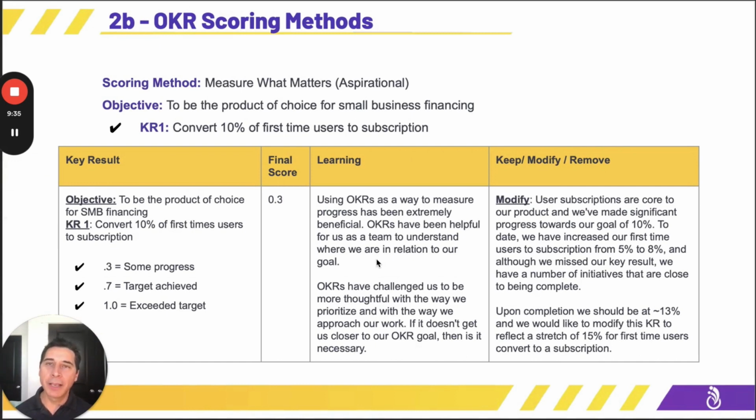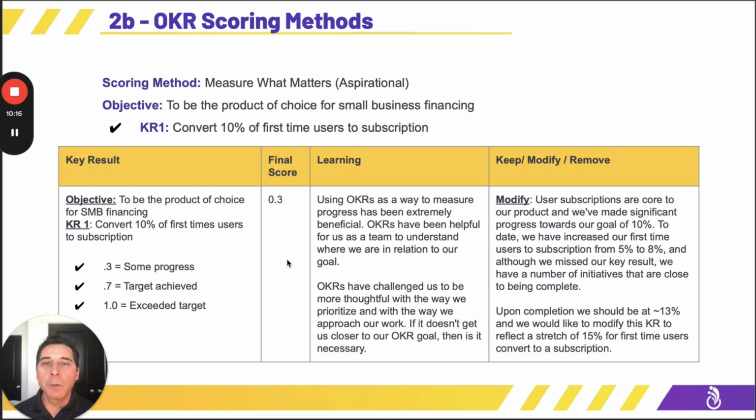Okay, and here we have an example of the Measure What Matters method using the aspirational approach, okay? So here we've got the same use cases before when we looked at radical focus, right? So to be the product of choice for small business financing. And here our key result is to convert 10% of first-time users to subscription. So the way this scoring method looks is here we've identified that 0.3 will give us some progress in terms of a score, right? 0.7 meaning we hit our target, and 1.0 meaning we exceeded the target, right? So we call that out also here. So we have a pretty good idea what that means.